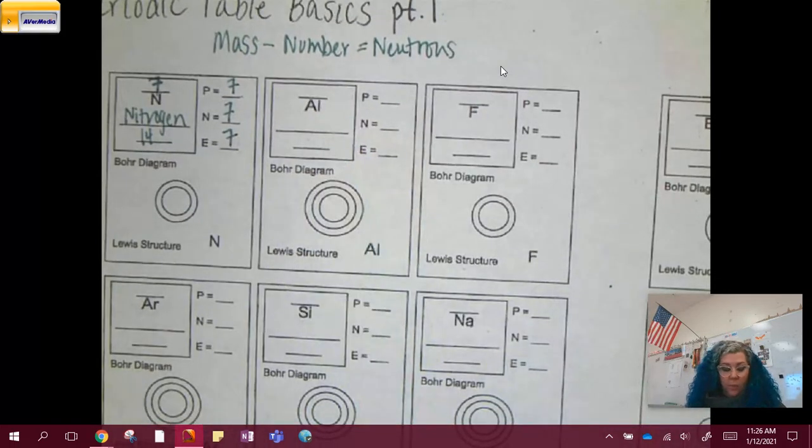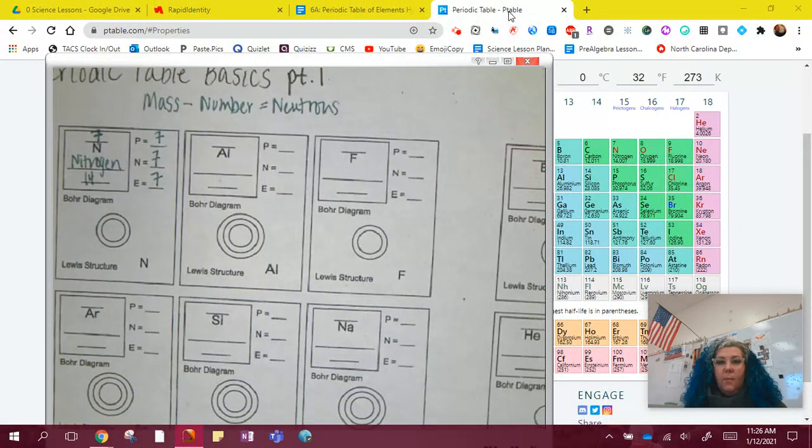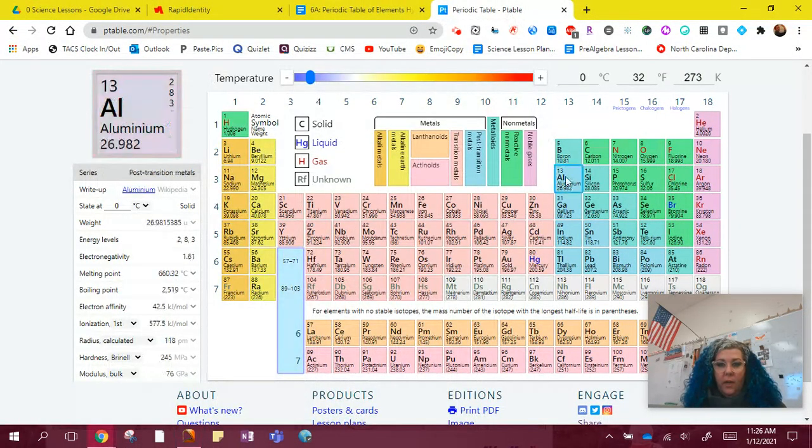Now we're going to move to aluminum. So I'm going to go back to ptable.com or your periodic table if you printed one out. I'm going to go to Al, which is aluminum. So the atomic number is 13. And you have to write small. Aluminum. And the atomic mass is 26.982. I'm going to round that to the nearest whole number, which is 27. But the atomic mass is 26.982.